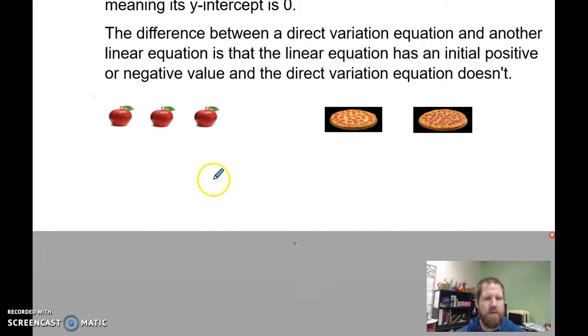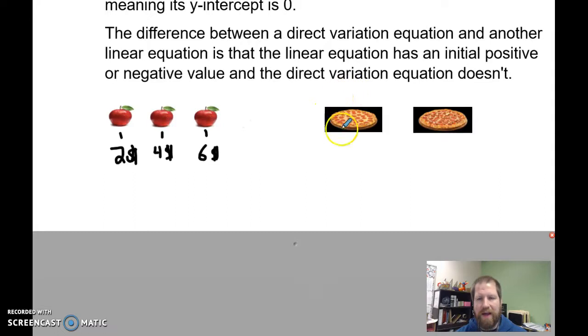For a direct variation equation, it would be buying multiple items of the same type. Each one costs the same amount. So if I buy one apple, we'll say they're really fancy apples, one apple costs me $2. If I buy 2 apples, it's going to cost me $4. And if I buy 3 apples, it's going to cost me $6. It's because each apple is $2. There's no initial price. However many apples I buy, I multiply that by $2. That's how much it costs.